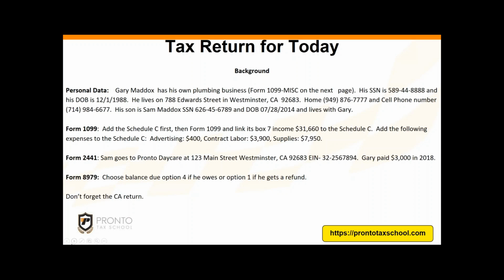His son Sam goes to Pronto Daycare on Main Street, and Gary paid $3,000 in 2018. So if he has a balance due, he would like option 4 on the form 8979, and if he gets a refund, he wishes to utilize option 1. Okay, and by all means, don't forget to do the California tax return.